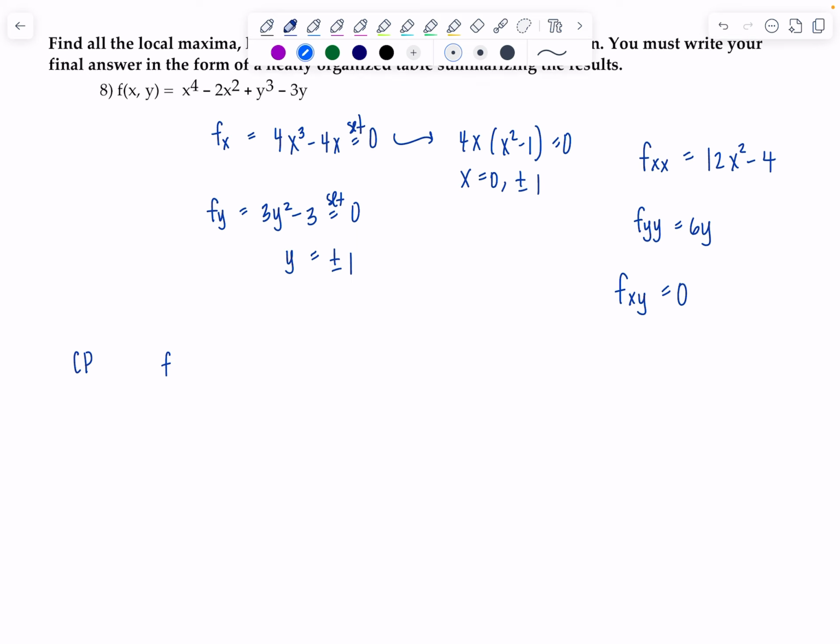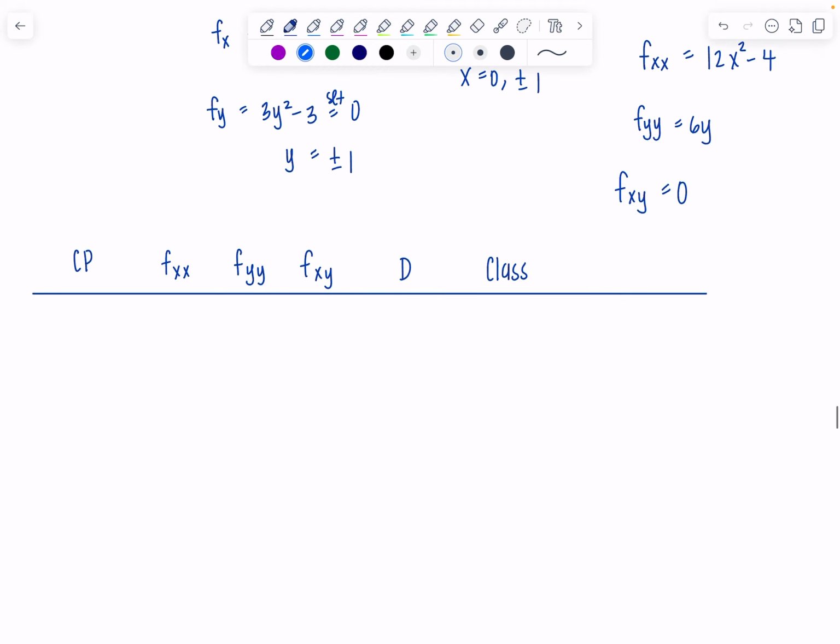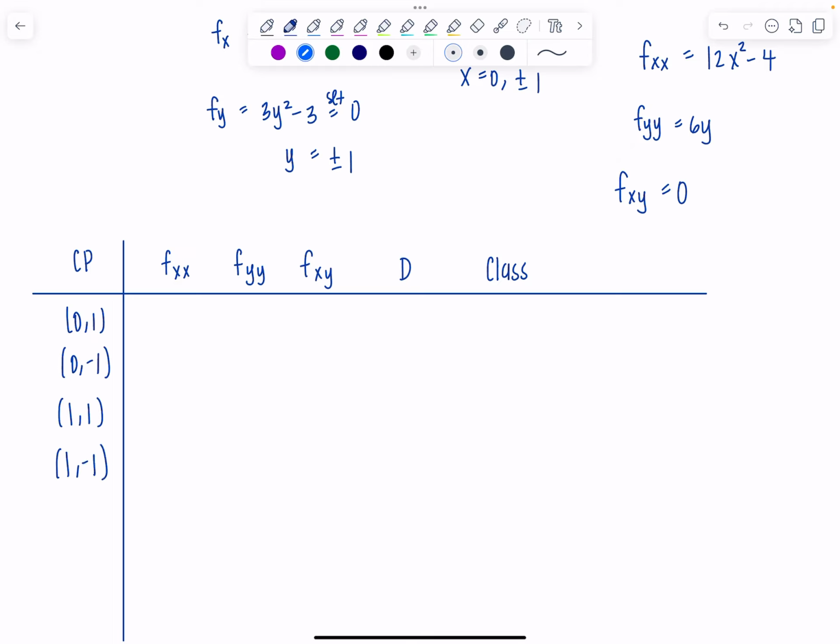Then here's how you should lay the table out, as I showed in the lecture. Second partial with respect to x, second partial with respect to y, the mixed partial, D, and then classify the point. This way it sets it up so you can apply the D-test very easily. Okay, let's see if this is going to be long enough. Let me list all the points. So (0, 1), (0, -1), (1, 1), (1, -1), and then lastly (-1, 1), (-1, -1).